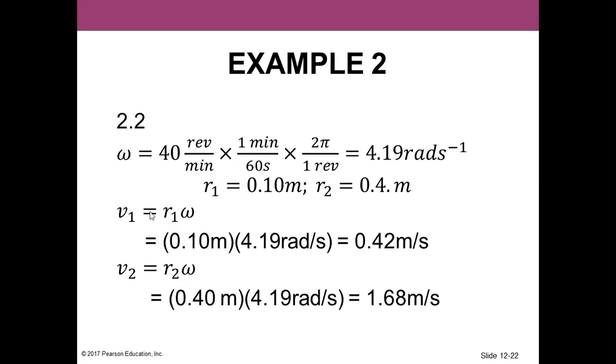Okay, now to get the tangential speed for the first object, we use the formula v equals r, the radius, times the angular velocity. Then we make the substitution and get the answer, which is 0.42 meters per second. The same thing with V2: R2 times the angular velocity, which is 0.4 times 4.19 radians per second, and we get 1.68 meters per second. So this gives us the tangential speed of those two balls.